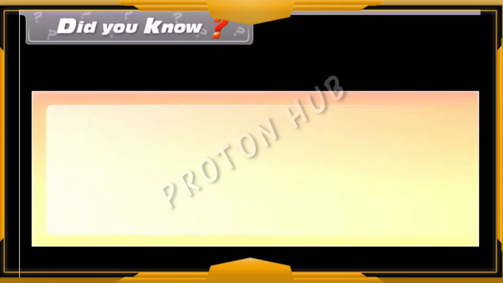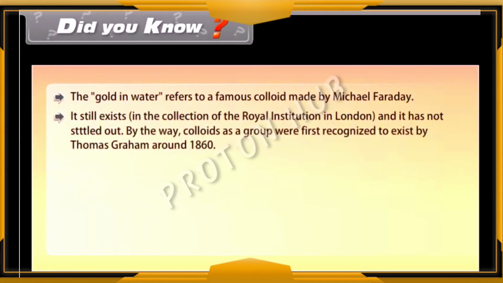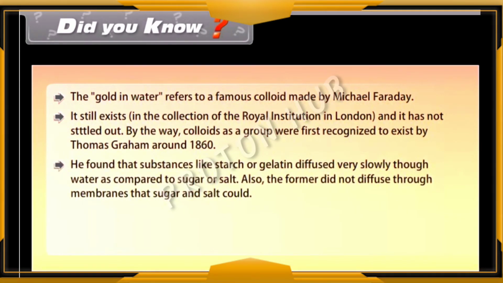Did you know? The gold in water refers to a famous colloid made by Michael Faraday. It still exists in the collection of the Royal Institution in London, and it has not settled out. By the way, colloids as a group were first recognized to exist by Thomas Graham around 1860. He found that substances like starch or gelatin diffused very slowly in water as compared to sugar or salt. Also, the former did not diffuse through membranes that sugar and salt could.